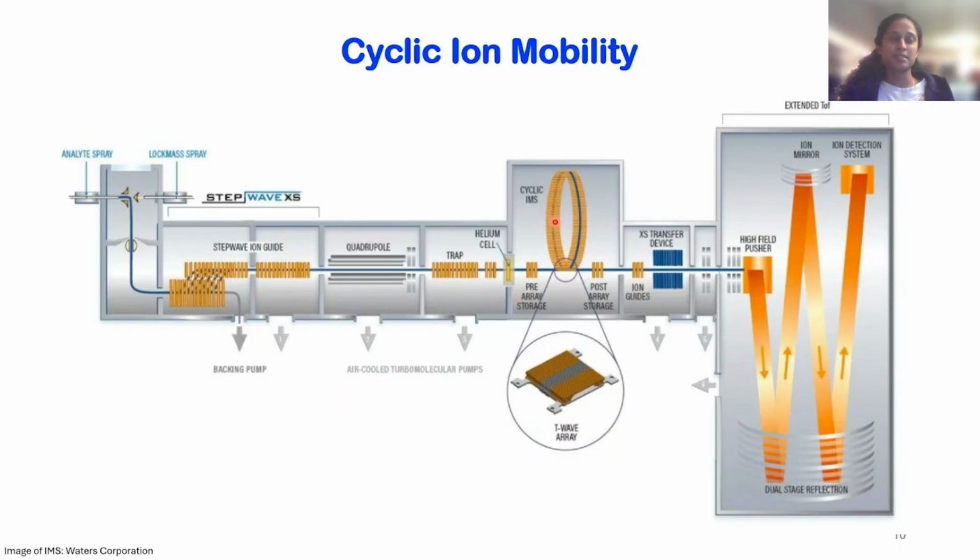So the process that I showed in the earlier slide happens in here. You basically inject your samples and they go through the quadrupole, where you select your parent mass, and then it passes through this cyclic IMS as many times as you want to get it separated.